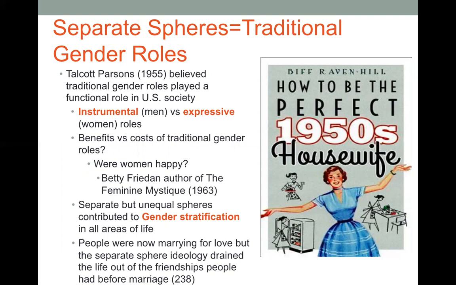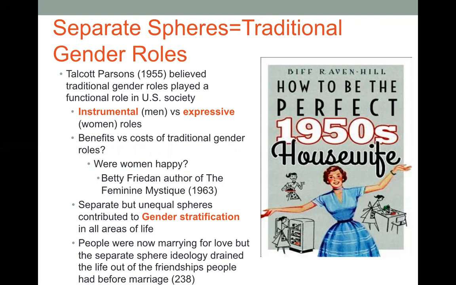So Talcott Parsons, who is a sociologist in the 1950s, was big on functionalism. He argued that traditional gender roles play a functional role in U.S. society, that they help our society function smoothly. And he says that's because we split men and women into instrumental versus expressive roles. So men are instrumental. They're part of the public sphere. They're making money. They're making decisions in businesses. They're making decisions in our political arena.